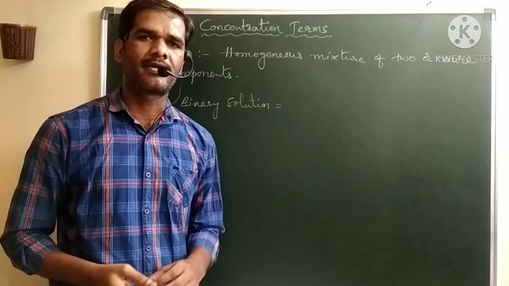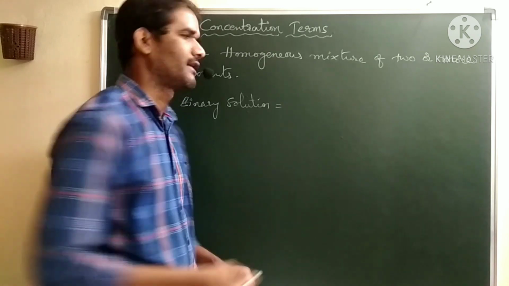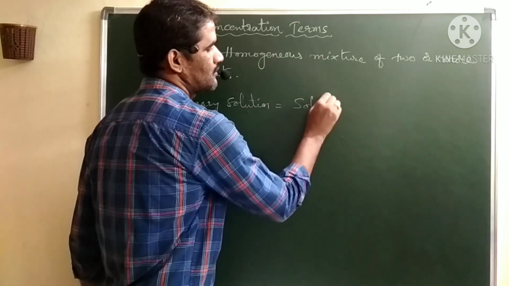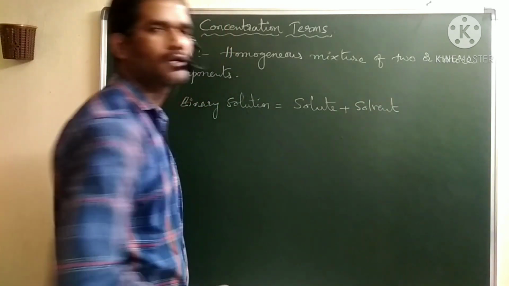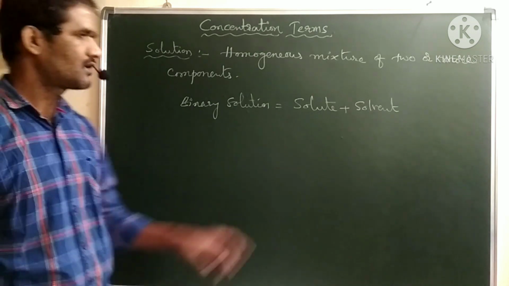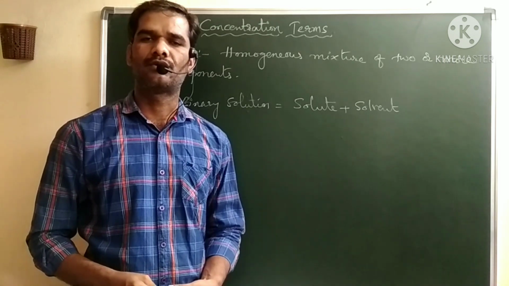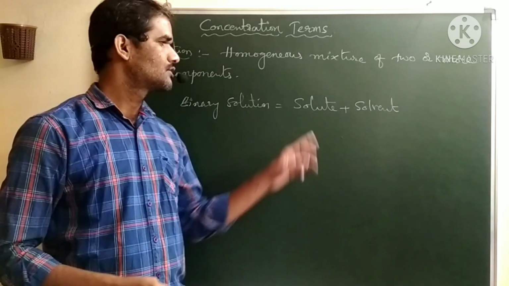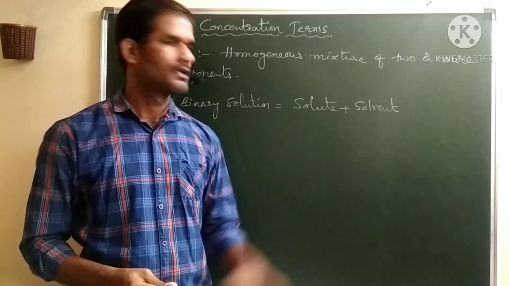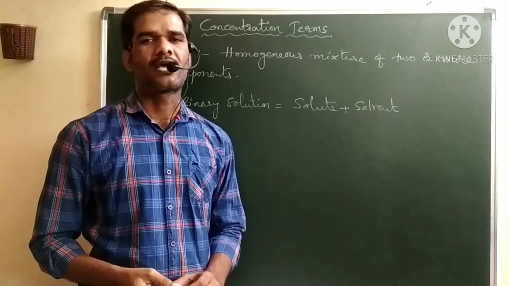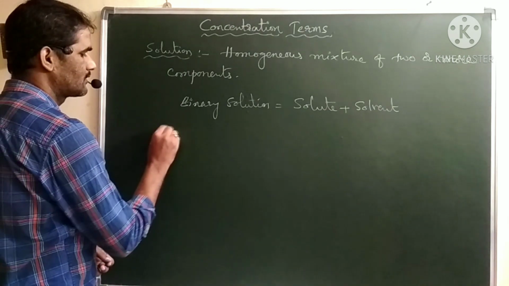Out of the two components, generally one component we call the solute, and the other component is the solvent. So it is a combination of solute plus solvent. When you take a two component system, how can we define solute and solvent? How can we say which is the solute and which is the solvent in the solution? Generally, the solute is the substance which is lesser in quantity. The solvent is the component which is larger in quantity. That is the differentiation between the solute and solvent.